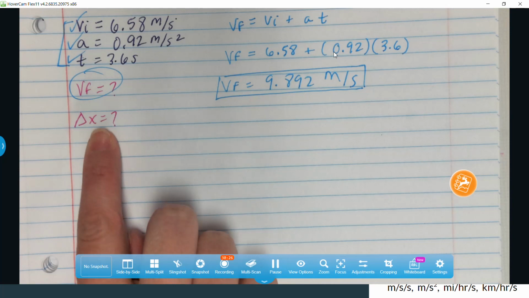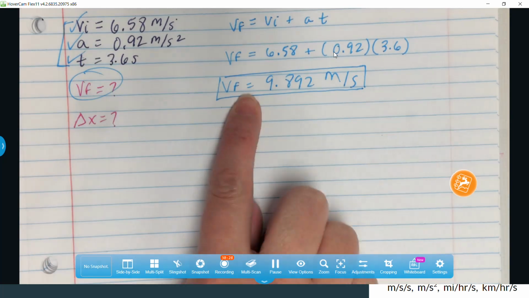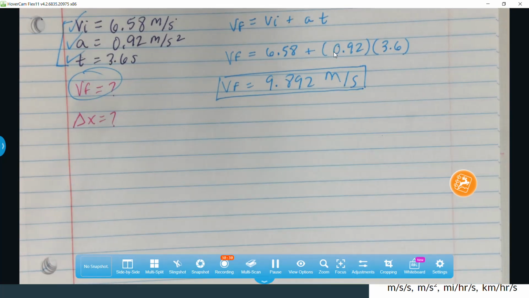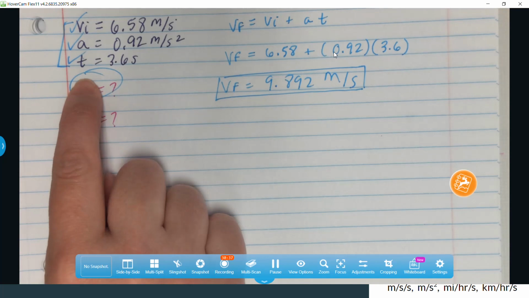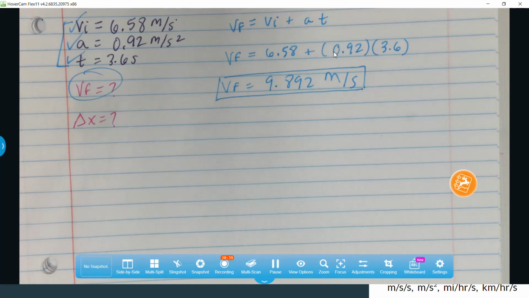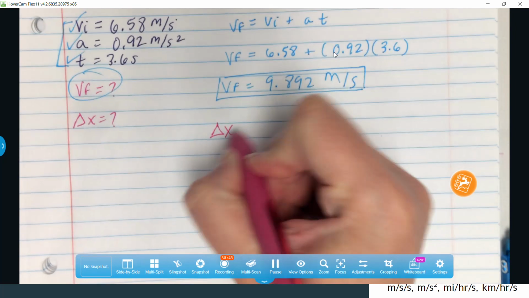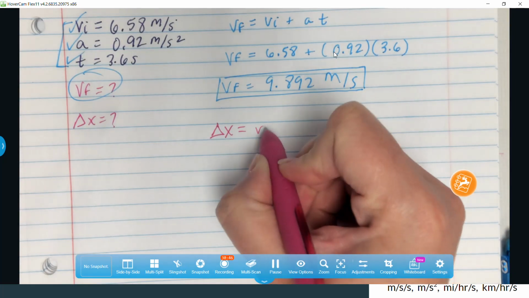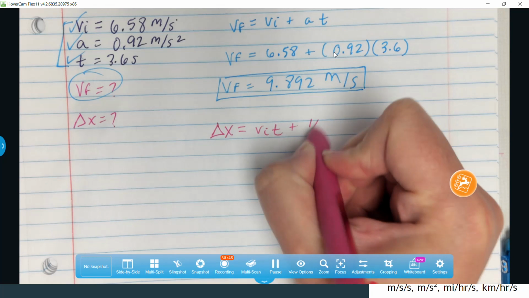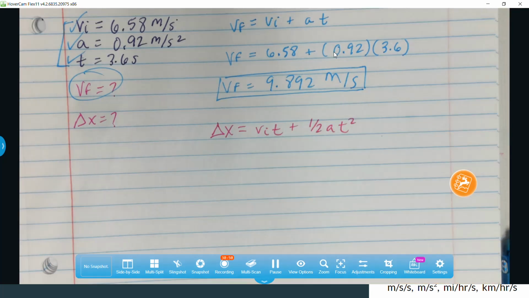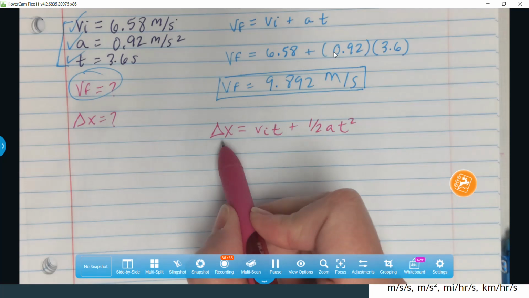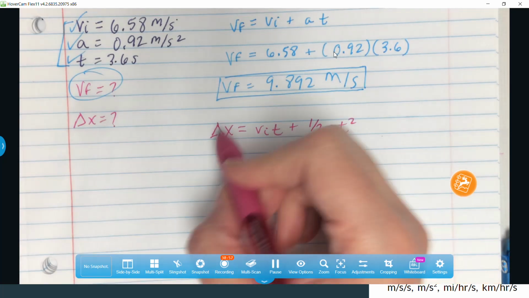Now because I know VI and AT, and now I know VF, I have 3 different equations I could use, and it honestly doesn't matter which one you do. I'm actually going to use the one that I don't need VF for, because if I had wanted to do this one first, I could have. Again, there are 3 equations here, so you pick whichever one you want. This is the one I'm going to use: delta x equals VIT plus 1/2 AT squared. That's the formula. Again, you have 2 other ones that could work, but this one's already set equal to delta x, so I'm going to go ahead and use it.